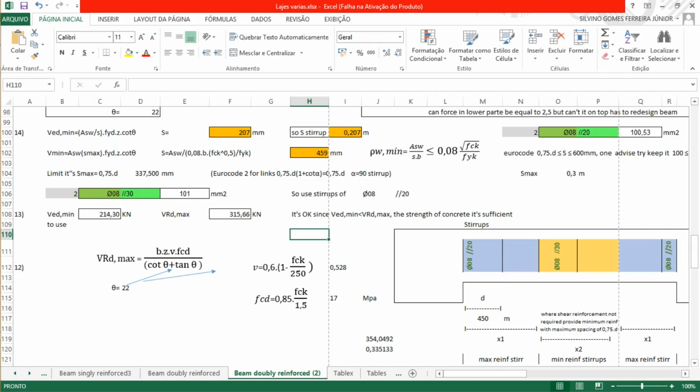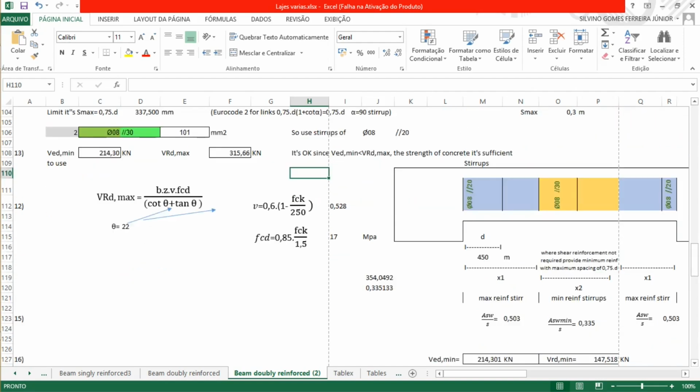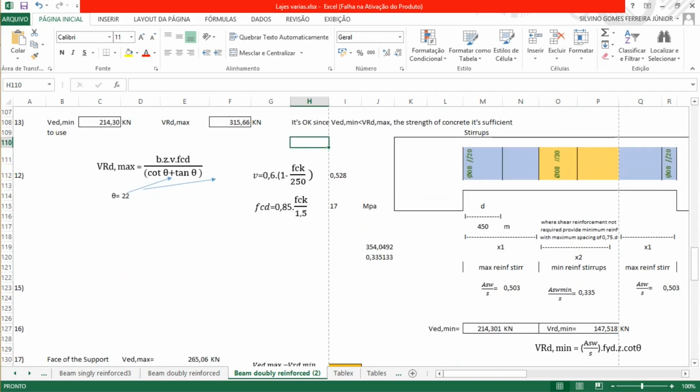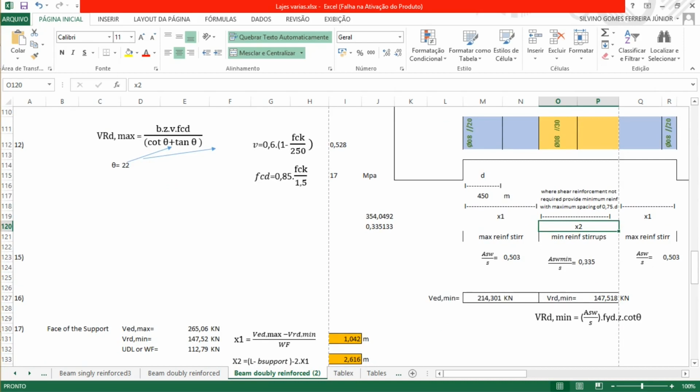Now what we can do is define the distance over which we apply the links on this side. We will call it x1, the other side is the same distance, x1, and the distance here for this other part of the beam, spaced by 30, we will call it x3. So we start by calculating here these ratios.